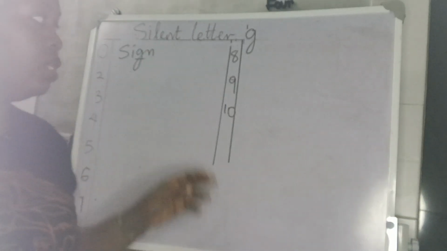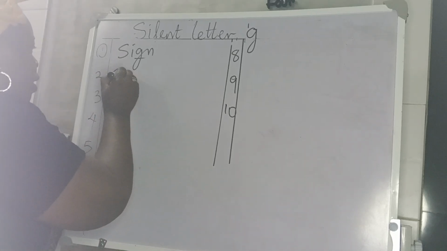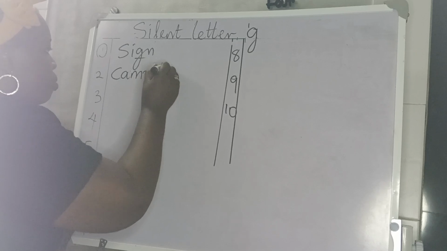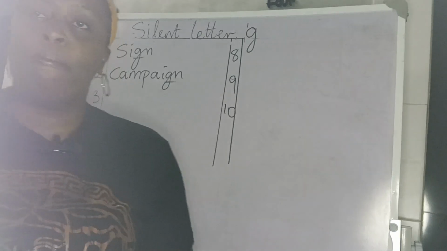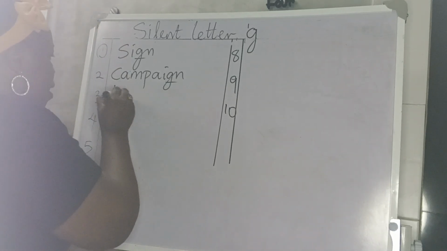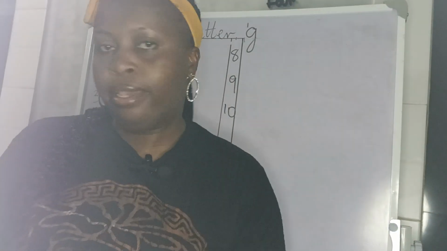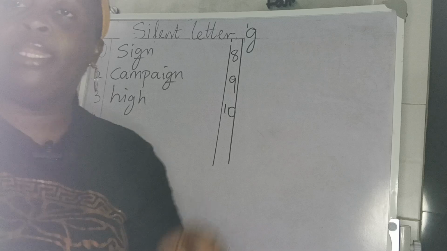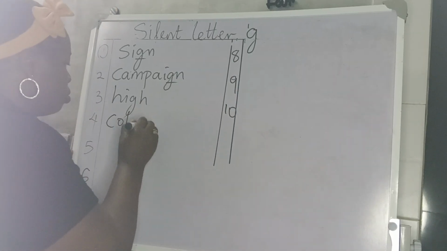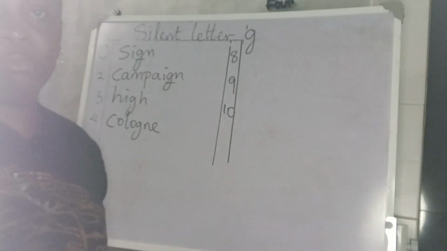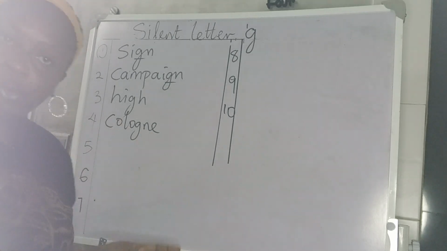We'll have this. Sign. What is this? To sign. And we have campaign. Number 2 is what? Campaign. Number 3, high. Did you hear the letter G there? No. But is it in the spelling? Yes. Colon. Your colon. Did you see the spelling and the pronunciation of the word?